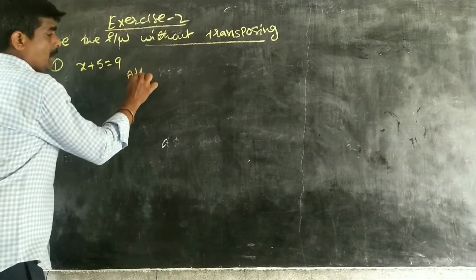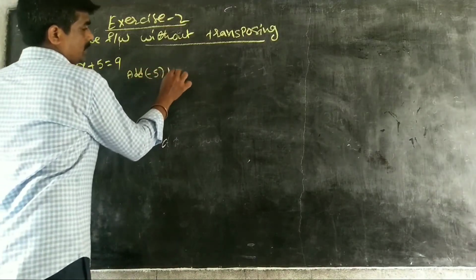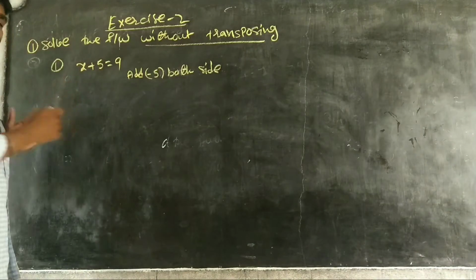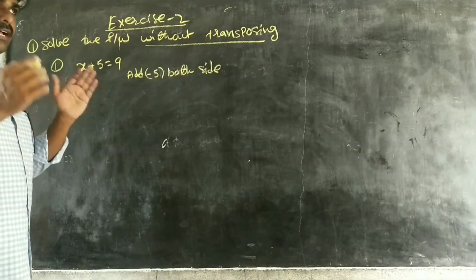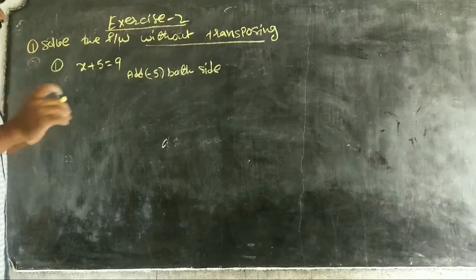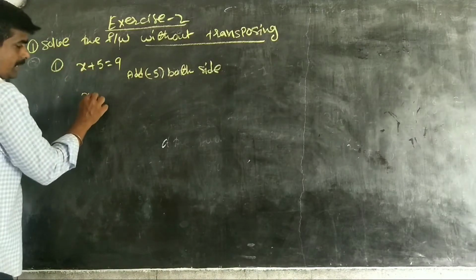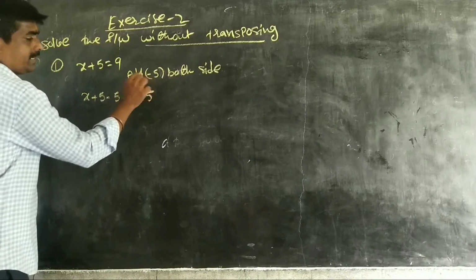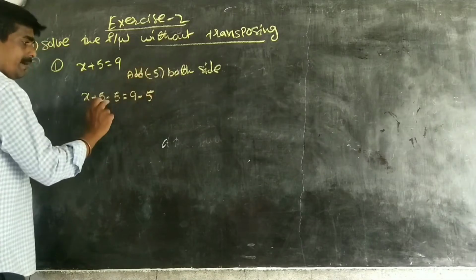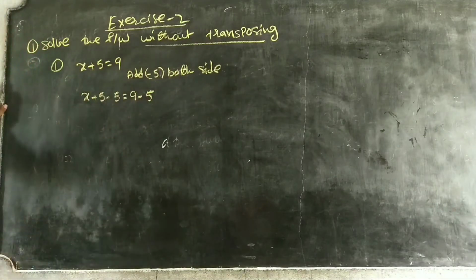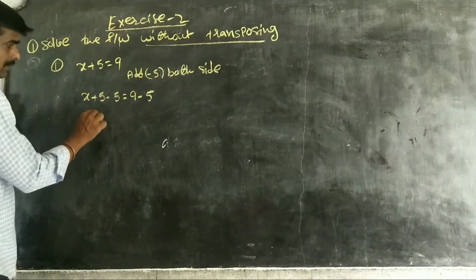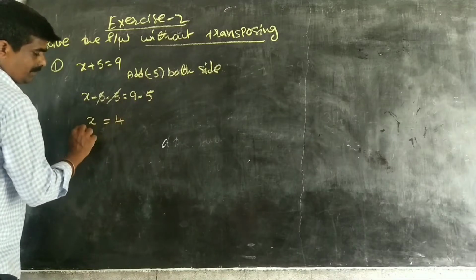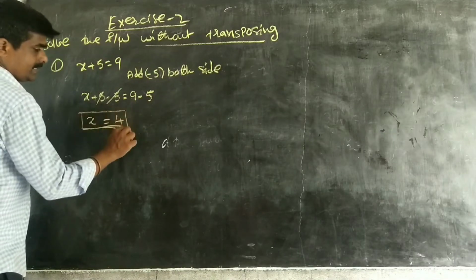Add minus 5 to both sides. Simple thing. I want the value of only x. So x plus 5 minus 5 is equal to 9 minus 5. I am adding minus 5 on both sides, so the value is not changed. The plus 5 and minus 5 get cancelled. So x is equal to 9 minus 5, which is 4. This is the answer.